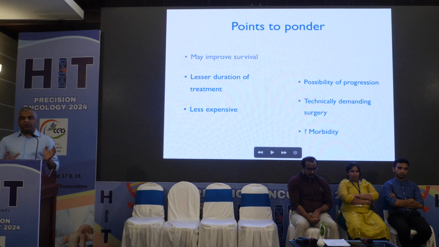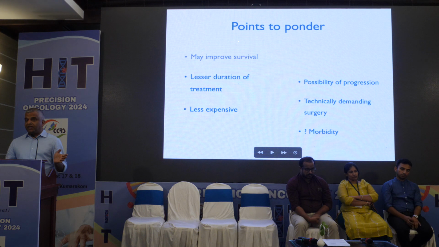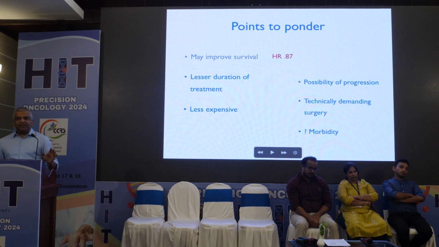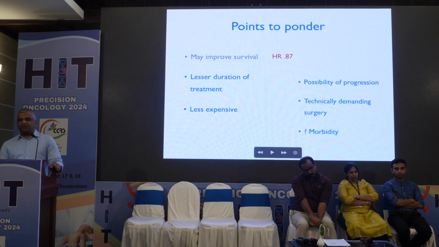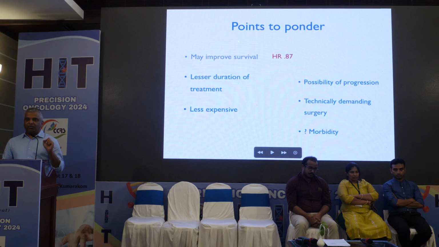The important point to cover is that it may improve survival. The trials as a whole show that the HR is 0.57, so it's super. But when you slice it thinner, you see that for stage 1B to 2A the hazard ratio is actually 0.87. So the benefit may not be that much. Of course, the other factors are a lesser duration of treatment. It's just 3 cycles if you look at the KEYNOTE trial, and of course 3 cycles means less expensive as well. So I would favor it for all the other reasons. But you're worried about the possibility of progression because some patients will progress on immunotherapy, although the vast majority actually respond.